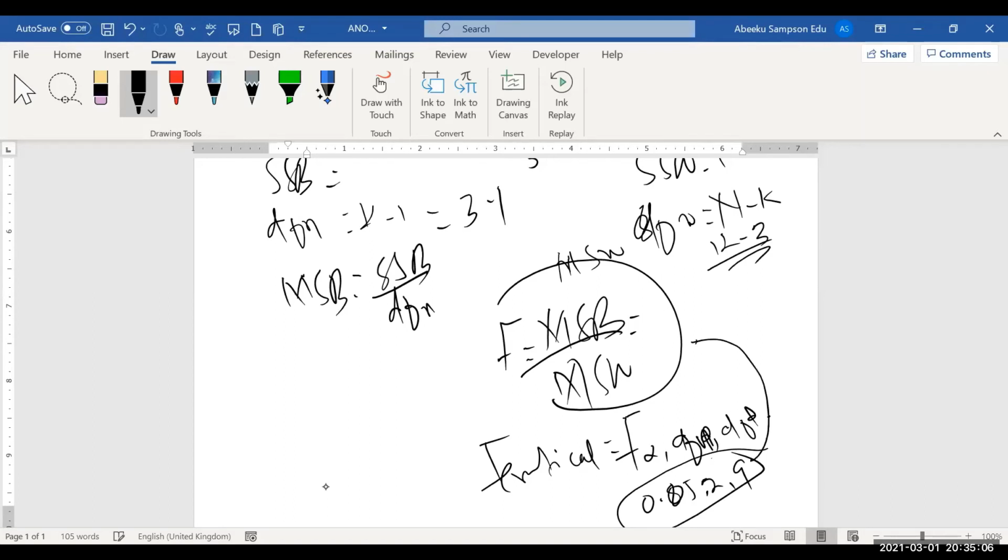Then you compare the F critical value and the F computed value. If F computed is greater than F critical, reject the null hypothesis. Then you can draw your conclusion.